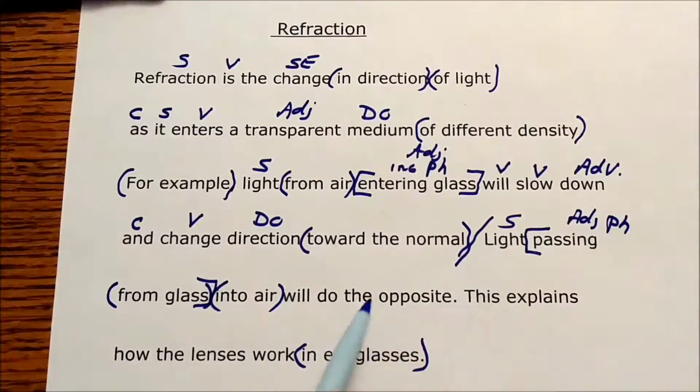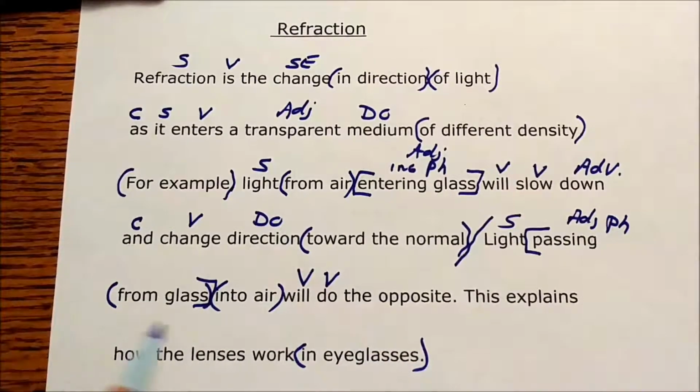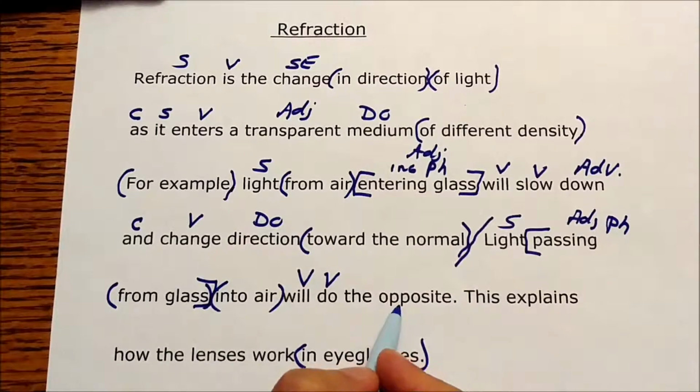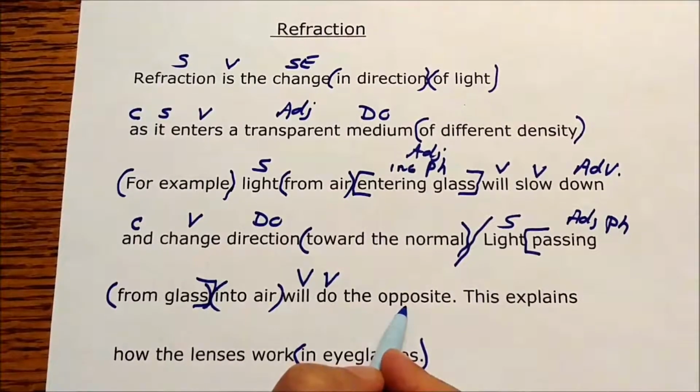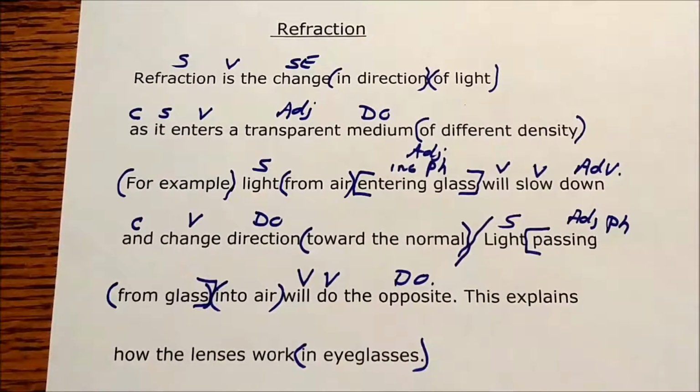So again, light is our subject. Will do is the verb. That's what light is going to do. The opposite. Now, is this a subject equivalent or is it a direct object? And as a matter of judgment here, I would call it a direct object. There might be others who disagree with me.